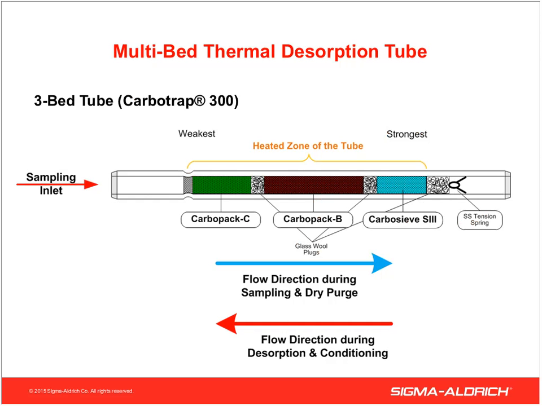So, multi-bed thermal desorption tubes. With a multi-bed, 2, 3, or 4 different adsorbents are packed into the tube. The adsorbents are arranged in an order from weaker to stronger, and this allows us a wider range of compounds that we can sample at the same time. Multi-bed tubes can only be used for active sampling, since the compounds cannot travel through all of the adsorbent beds without the help of an air sampling pump.